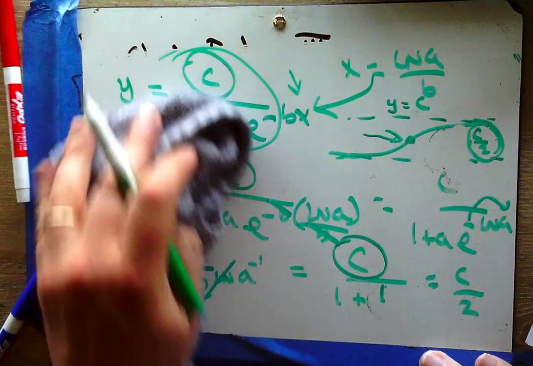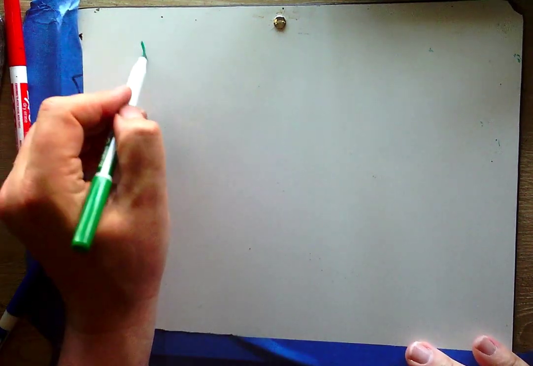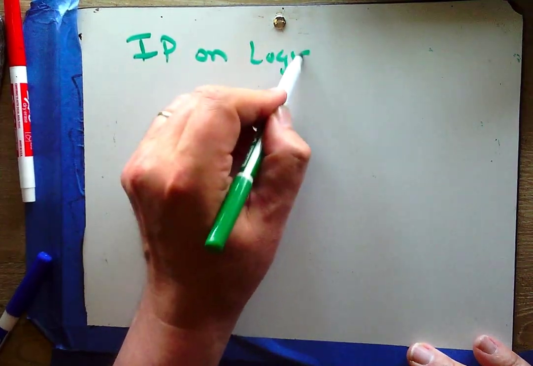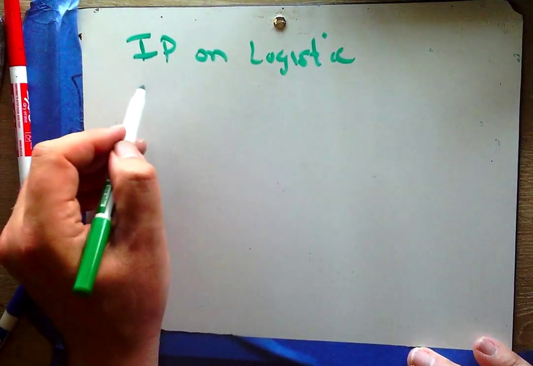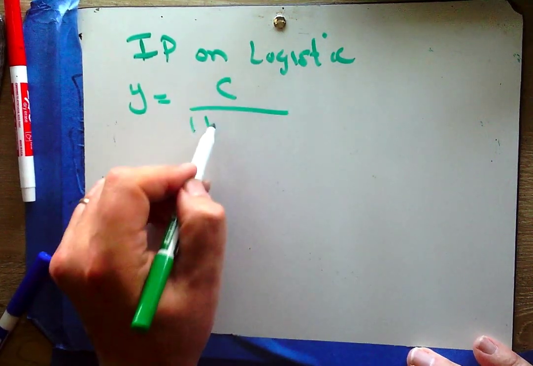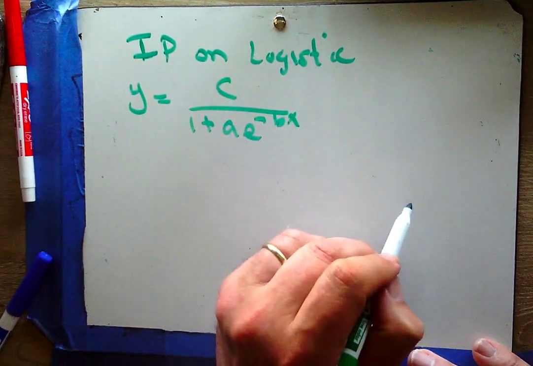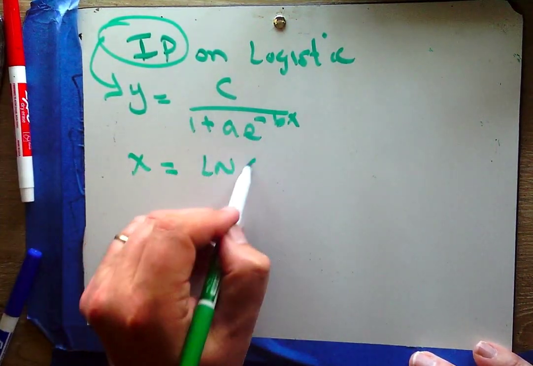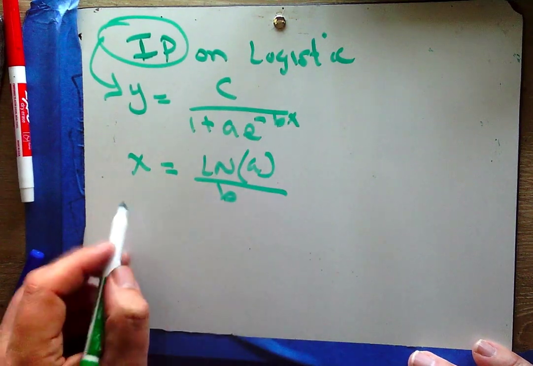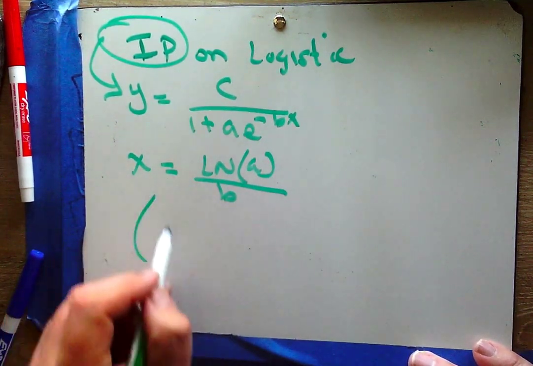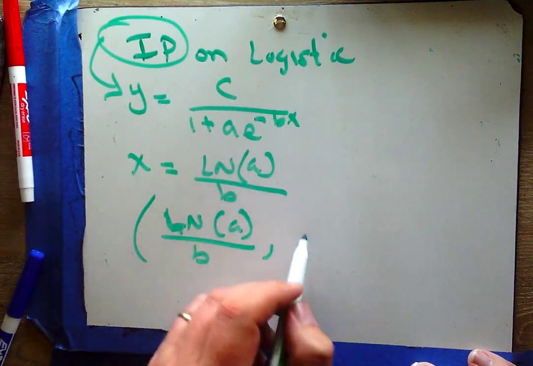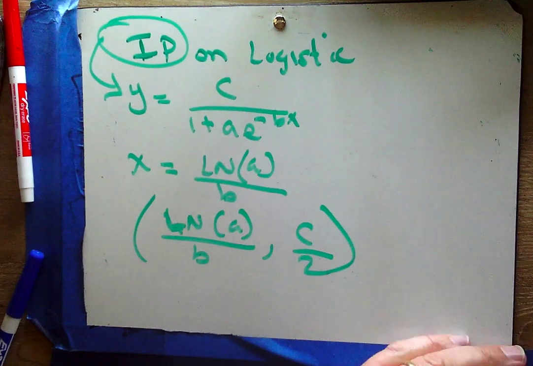Well, now, through this very laborious process, we were actually able to show that the inflection point on any logistic, given y equals c over 1 plus a e to the minus bx, occurs when x equals the ln of a over b. And what's the y value at that point? Well, we just proved that at x equals ln of a over b, this is going to be c over 2.